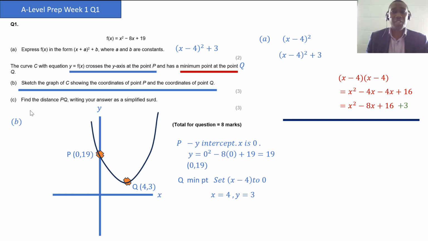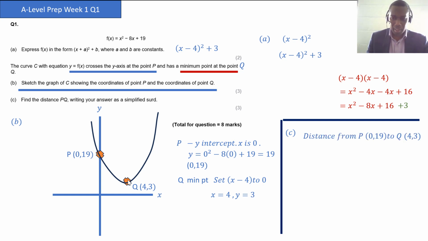And now for C. Let's finish up the job with part C. We want to find the distance PQ. So from this point down to that point, and let's just visualize it. We've got (0, 19). I'm doing a sketch. Again, it doesn't have to be done perfectly. You can see how I'm setting it up down here. The (4, 3), and that's the line. We want the length of that line, the line joining P to Q.